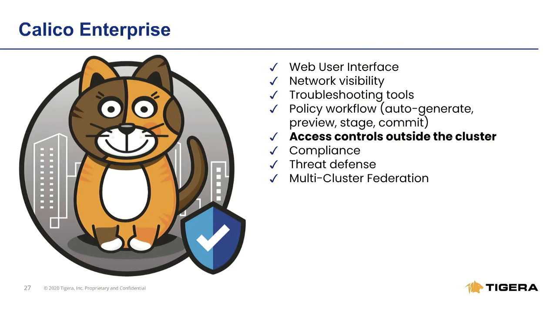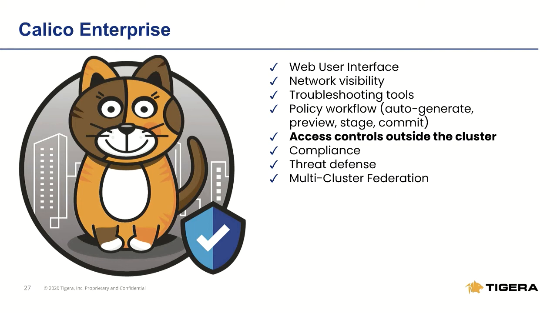So this is where Calico Enterprise comes in to help solve this particular problem. Calico Enterprise is an enterprise version of the free and open source Calico. What you get with it is a web user interface, which makes it easier to work and allows more people to get involved with the Kubernetes project. It provides visibility into the network, troubleshooting tools, a policy workflow, which enables you to roll out changes into your cluster without incurring any kind of downtime, and access controls outside the cluster, which is the focus of today's discussion.